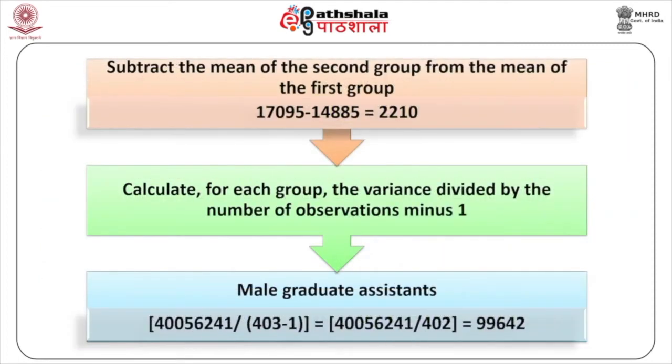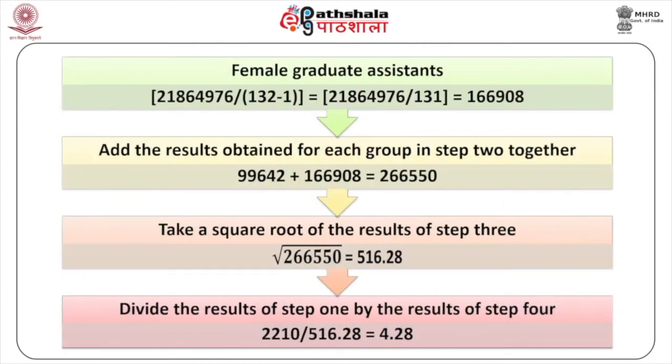For example, subtract the mean of the second group from the mean of the first group. We have 17095 minus 14885 equals 2210. Second, calculate for each group the variance divided by the number of observations minus 1. For male graduate assistants, it is 400,56241 divided by 403 minus 1, which is 400,56241 divided by 402, which comes out to be 99642.